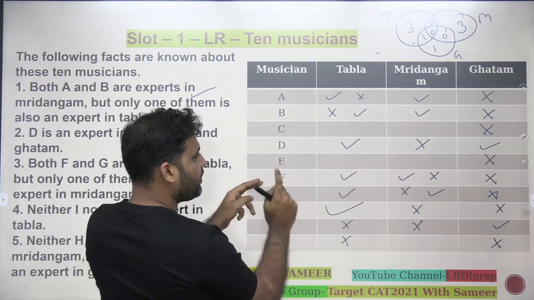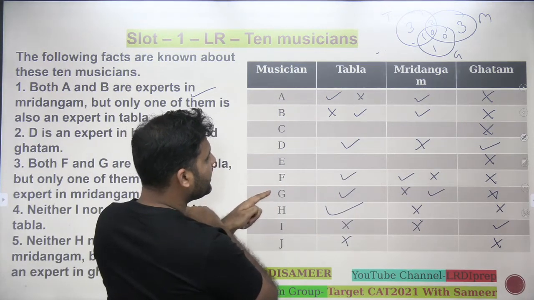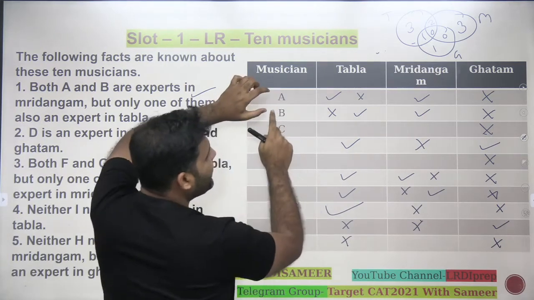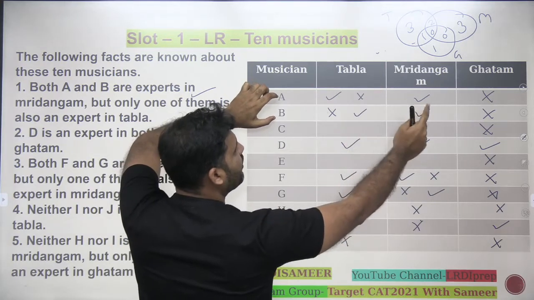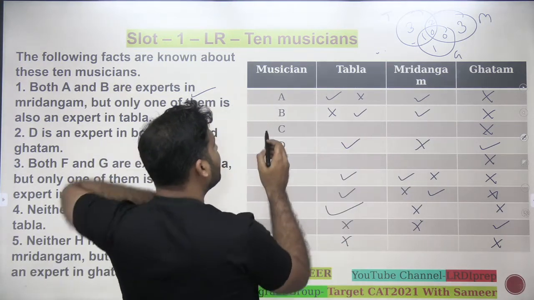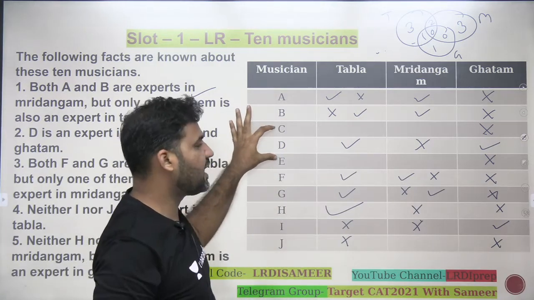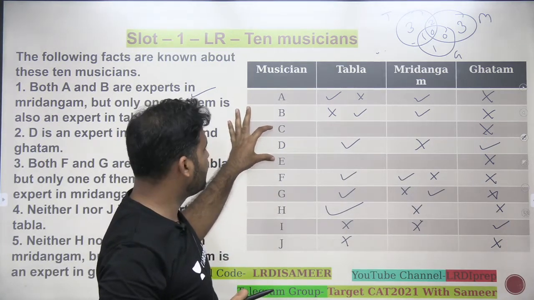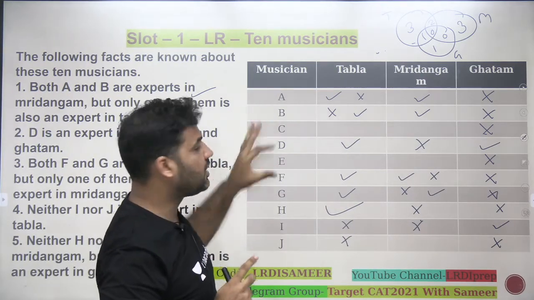G and F will have one person who is playing tabla. D cannot be that person playing only tabla. And between A and B, one would be playing both and one will be playing only with Hingham. So can I say that between C and E, there has to be one person who is playing only tabla, right? Between C and E, there is only one person who is playing only tabla.